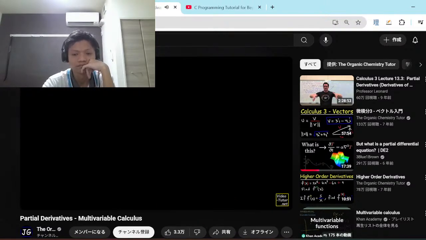Consider this problem. Let's say f of x comma y is equal to 3y to the fifth divided by x cubed plus y cubed. So go ahead and find the partial derivative, the first one with respect to x and with respect to y. Now here's a question for you. Do we need to use the quotient rule?